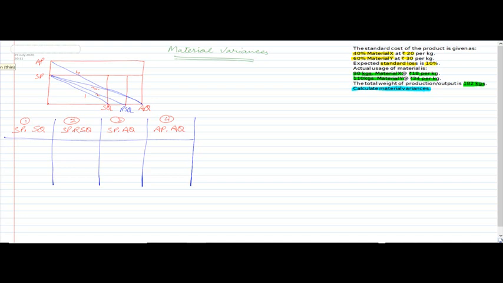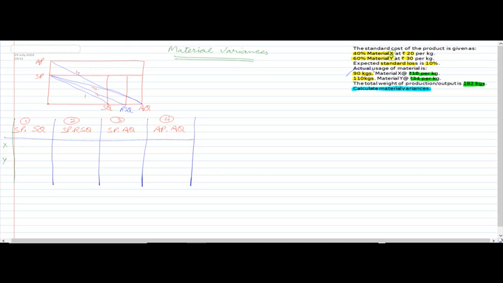We have 2 types of materials. You can see material X and material Y. In this problem, we are given the actual usage: 90 kgs of material X and 110 kgs of material Y, but standard quantity is not given. Let us write it.